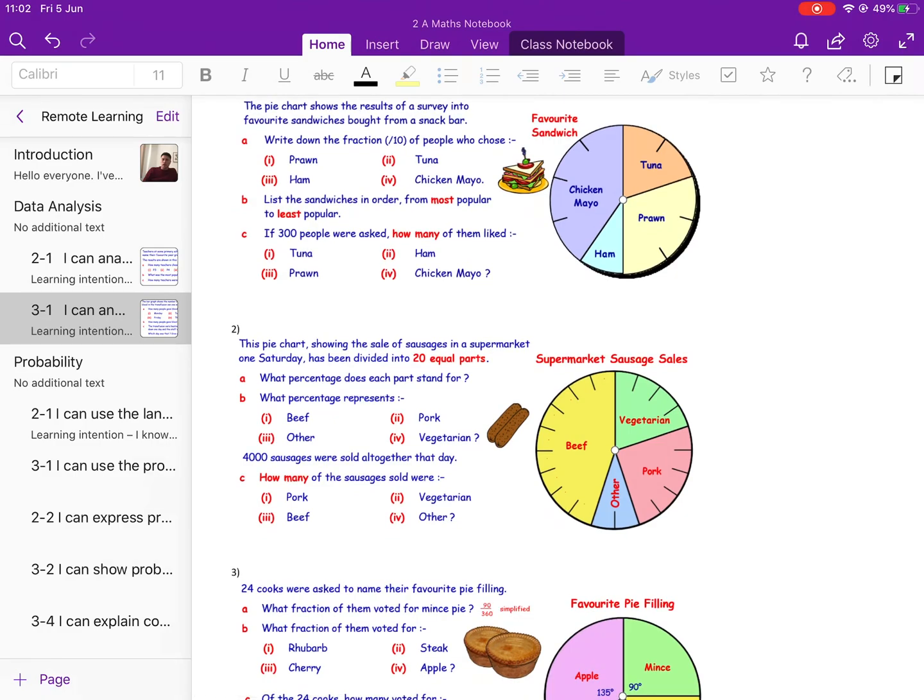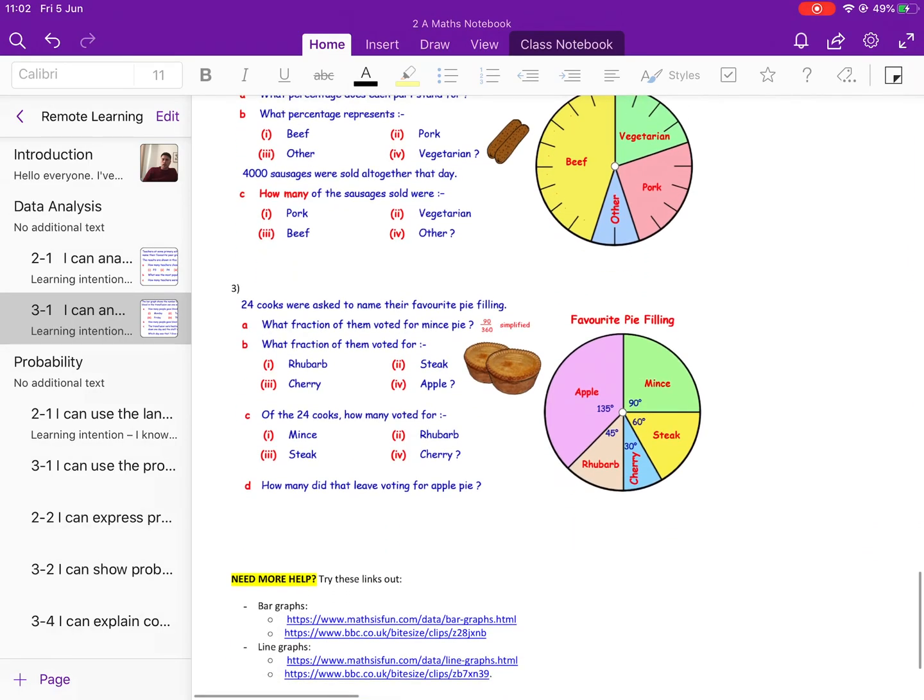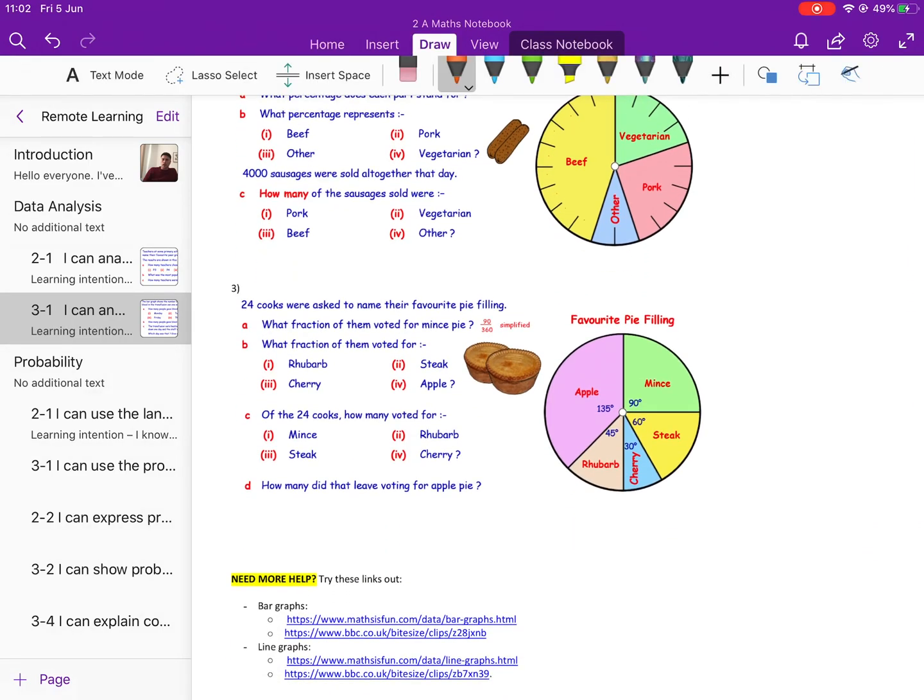I'm not going to explain 1 and 2 because they're the same as the page before. Question 3 is slightly trickier because it's talking about degrees. So getting the idea that there's 360 degrees in a circle and using that for your fractions. So for example, for steak, it's saying it's 60 degrees. So it's actually 60 degrees out of 360.